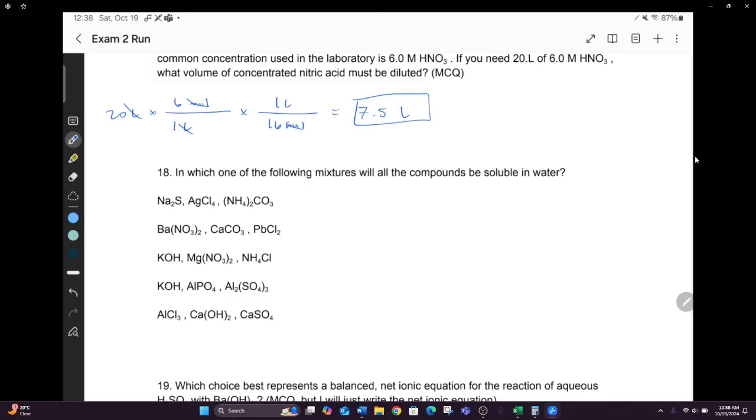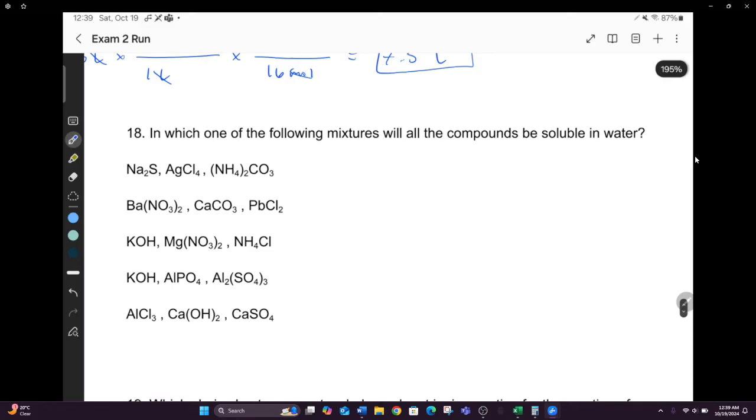Which of the following mixtures will all the compounds be soluble? This goes to our solubility rules. Something that I taught my students, which is a good shortcut, is called Cash and Gia. So let me draw it out real quick. Cash and Gia. And this is all soluble, and we have some exceptions. So cash and Gia, make sure you know this for your exam for sure.